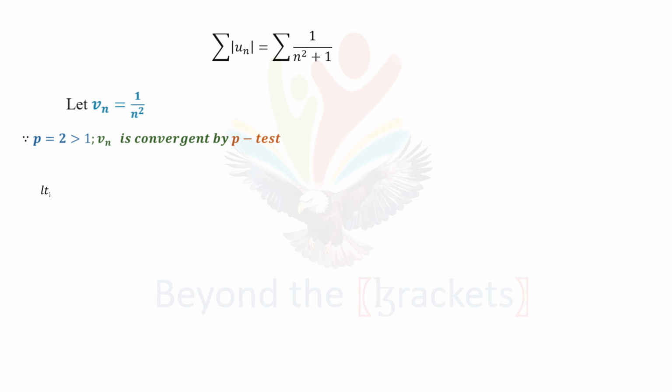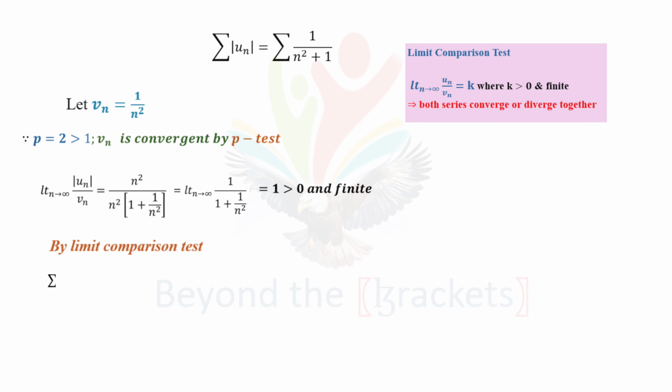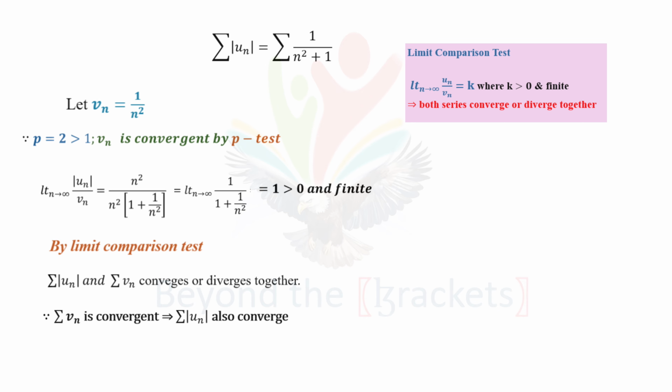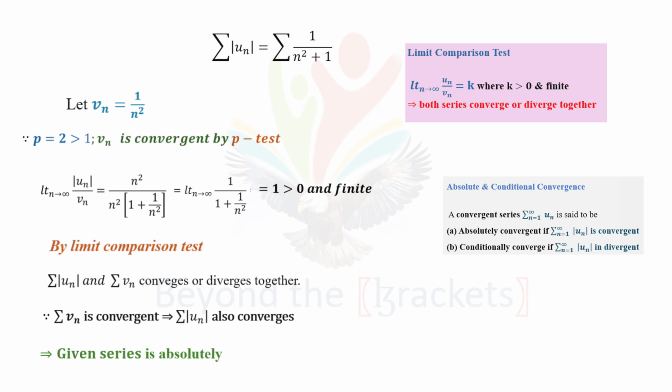To apply limit comparison test, take the ratio of both the series. We get n square by n square plus 1. Taking n square common in the denominator, both the n square in the numerator and in the denominator cancel out. We are left with 1 by 1 plus 1 by n square. Applying limit as n tends to infinity, the term 1 by n square tends to 0. So the answer is 1, which is greater than 0 and finite. By limit comparison test, both the series converge or diverge together. Since Vn converges, which implies the series modulus of un also converges, that means the given series is absolutely convergent.